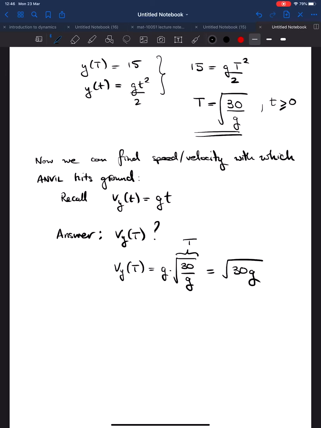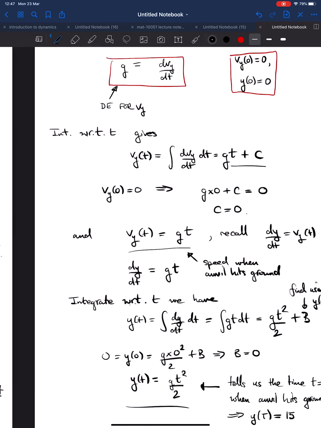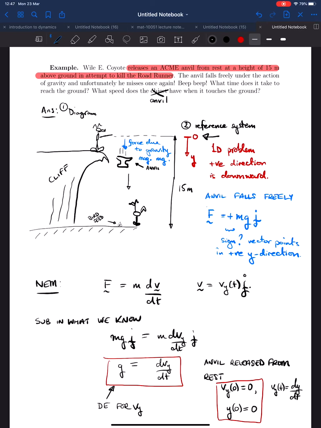Now, if you, of course, take g to be 9.81 meters per second squared, then I can calculate this. I'm just going to go to the calculator. So that's the square root of 30 times g. Okay, and what you end up with is about 17.16 meters per second. So let me just move this to one side and put meters per second on this. Okay, so with this in place, we've answered all the questions that were expected of us from this.